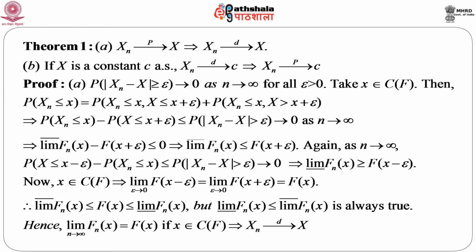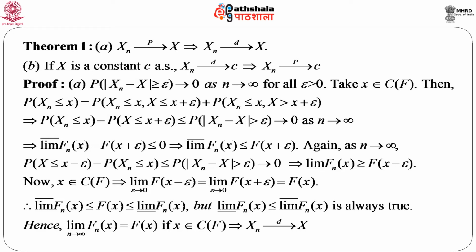Now, suppose this is the event A and we introduce another event B. So, we can write probability of A equals probability of A intersection B plus probability of A intersection B complement. Suppose our event B is defined as capital X less than or equal to x plus epsilon. So, naturally B complement will be X greater than x plus epsilon. So, we can get immediately probability X_n less than or equal to x equals probability X_n less than or equal to small x, comma, capital X less than or equal to x plus epsilon, that is the intersection of these two events, plus probability X_n less than or equal to small x, comma, X greater than x plus epsilon, which is the B complement I have mentioned.